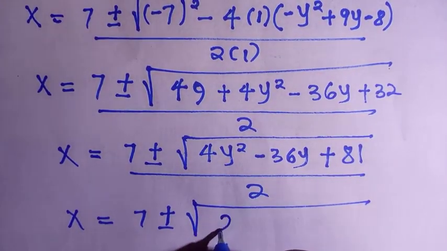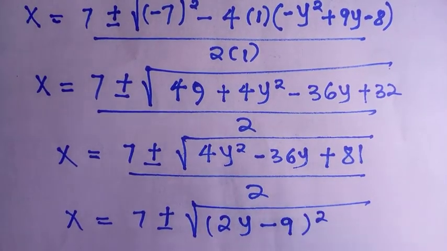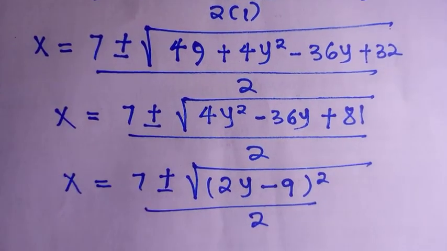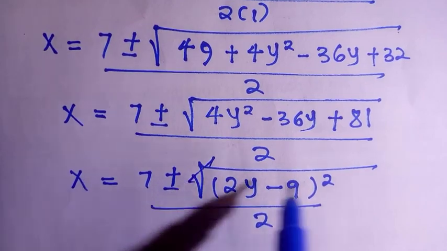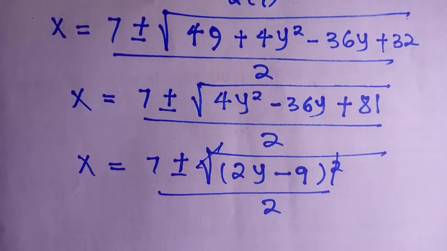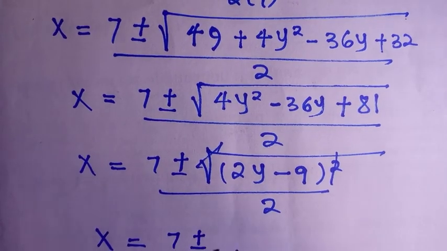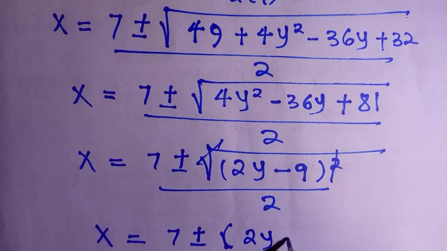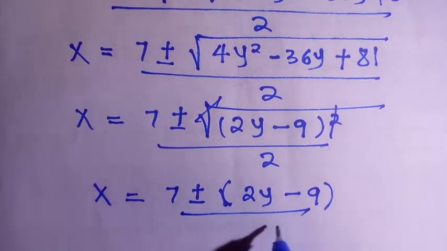Then x equals 7 plus or minus the root of, if you try to factorize this, the result will be 2y minus 9, all raised to power of 2. So you can pause this video and expand this, so you get what you have above, then divided by 2. So this root and square cancel each other. Then we have x equals 7 plus or minus 2y minus 9, all divided by 2.